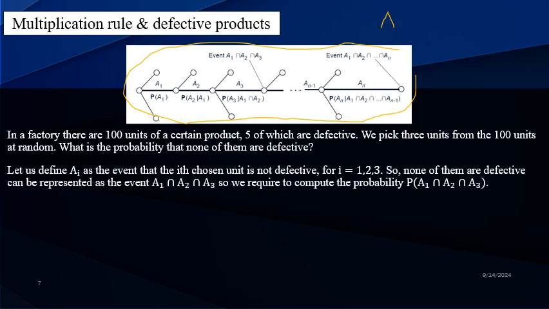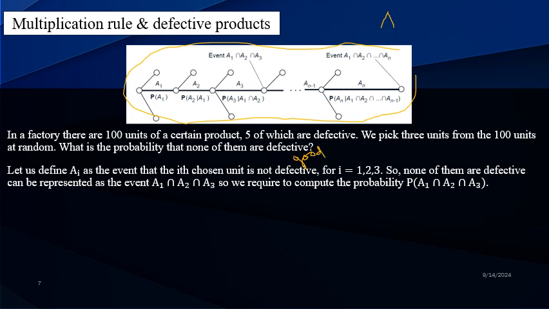We have to go in a systematic way. First we have to define the event of interest. Consider Ai as the event that the ith chosen unit is not defective. Another meaning of not defective is a good product, a good unit. In short, not defective is taking larger space than good, so you can call it good.